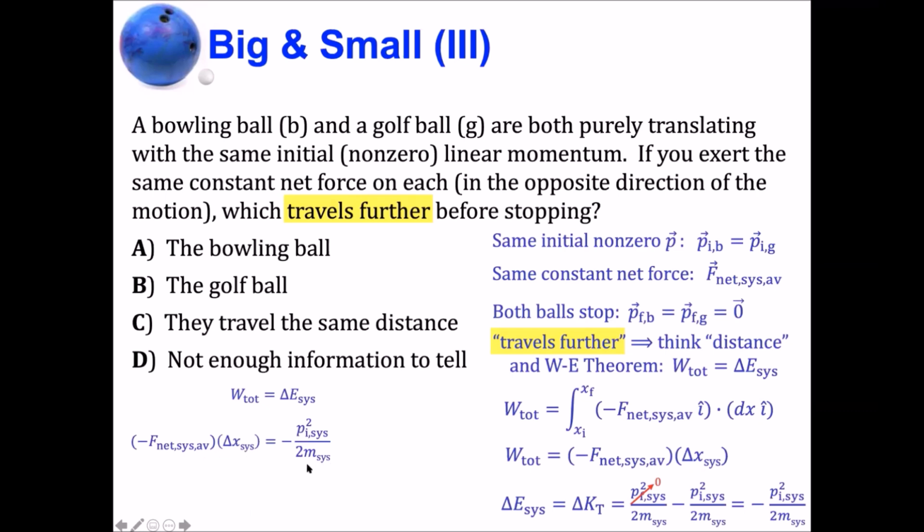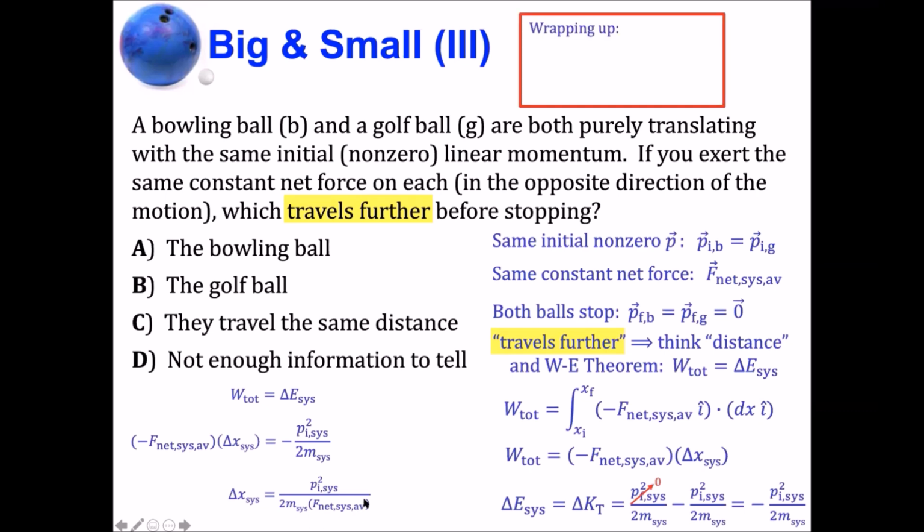And by solving that equation for delta x of the system, we're going to find out that that change in position is related to the initial linear momentum of the system, the mass of the system, and the net average force that acts on the system. So we can wrap up by looking at the following types of relations.